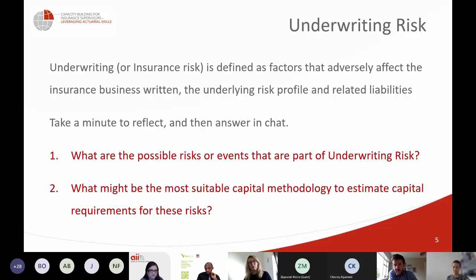And if you're really excited by this concept, what would be the capital methodology? How would you try to estimate how much capital to hold for these particular risks? But at least let's try number 1 first and see where we go with that. So I'll just pause for a minute or two to get people's thoughts in the chat. That's good. We're getting a few in there. I'll wait for a minute or two to see if there are any others.